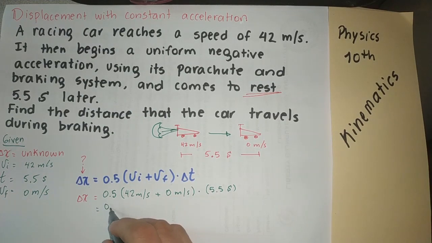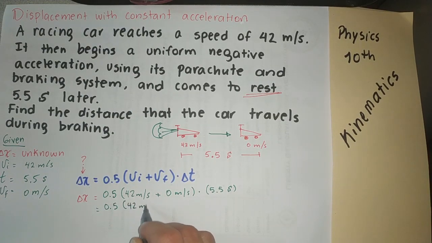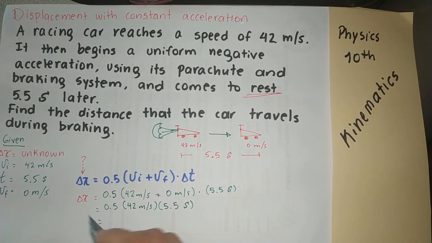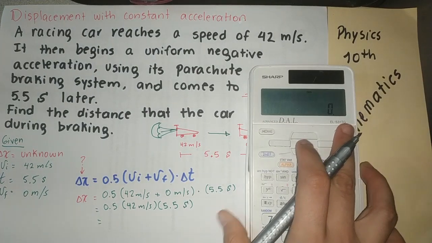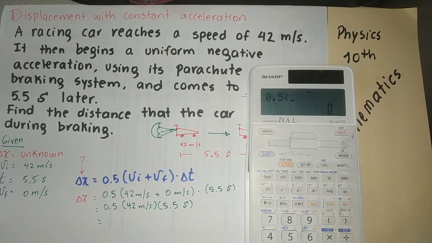So this is the same as having 0.5 times 42 meters per second times 5.5 seconds. We use our calculator: 0.5, open parenthesis, 42, close parenthesis, open, 5.5. So delta x, or displacement, equals 115.5 meters. As it is our final answer, we box it.